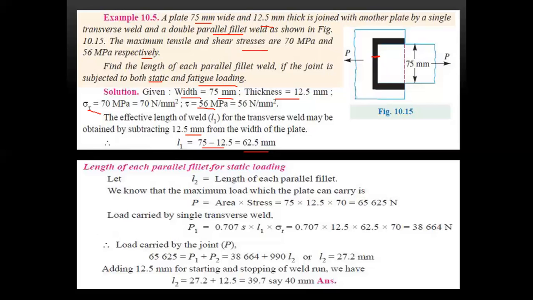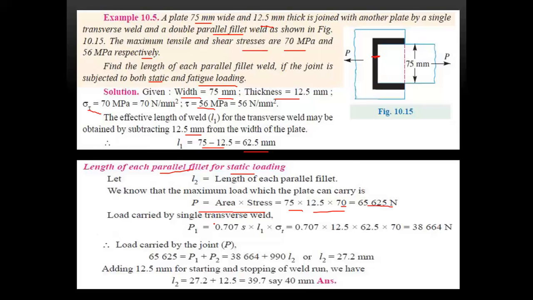Now the length of each parallel fillet weld for the static loading, L2 is equal to the length of the parallel fillet. The maximum load which the plate can carry is P is equal to area into stress, that is area into stress. Okay, 70, this one stress. Therefore, this is P.